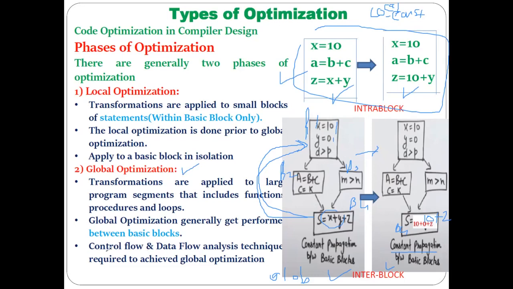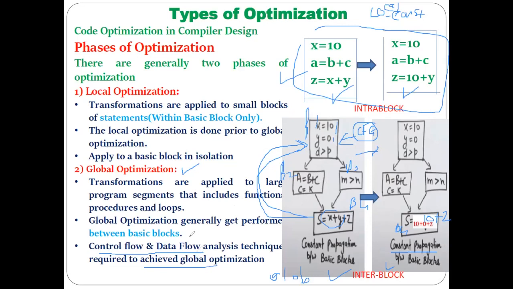Now, to perform the global optimization, different kinds of techniques are needed: control flow and data flow analysis techniques are required to achieve global optimization. Understood? So this graph is called a control flow graph. Last time I told you, this graph is called what? Control flow graph. What do you mean by control flow graph? The graph, also referred to as a directed graph, where the flow of control of information is shown. That particular graph is considered a control flow graph. I already told you last time.